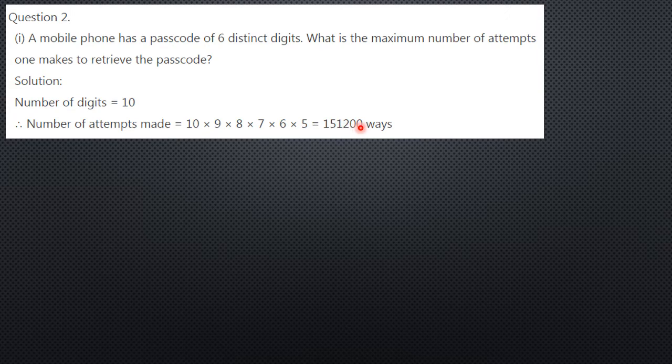So total number of ways, that is 1,51,200 ways. 151,200. This is the total number of ways to attempt to get the correct passcode.